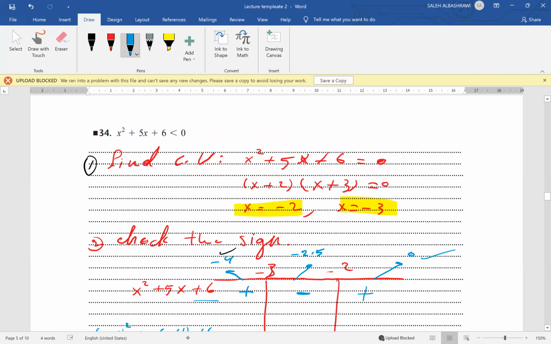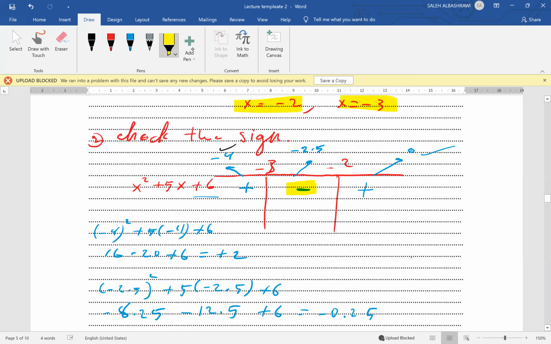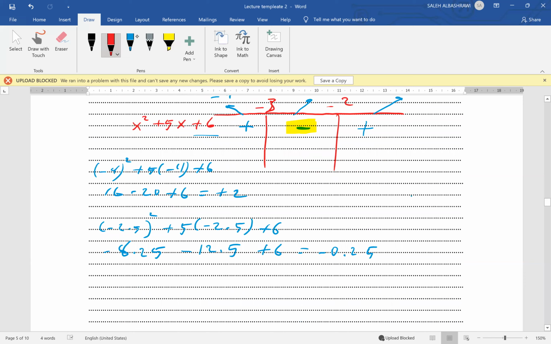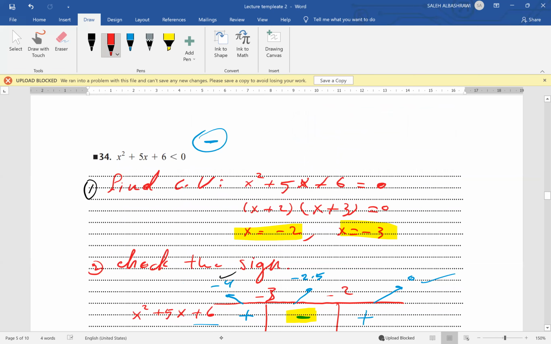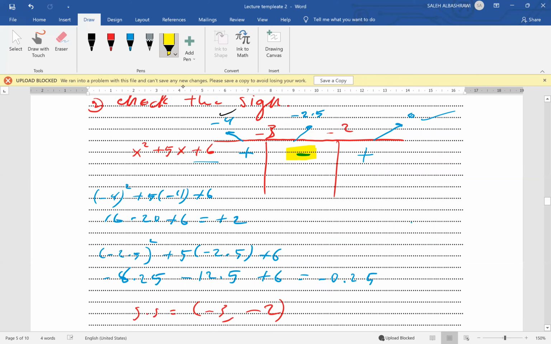Now, the sign of the inequality is less than 0. It means we are looking for something less than 0, which is negative. So in this case, the solution set is the negative, which means the solution set using interval notation will be between minus 3 and minus 2. Again, we are using the critical values, and it is open interval because I have less than. There is no equality. So I must have open interval. It is between minus 3 and minus 2.